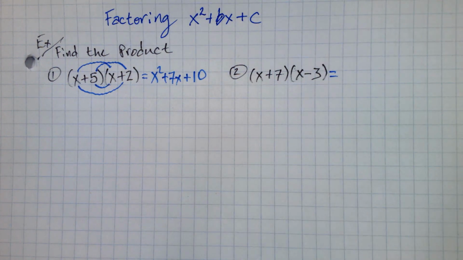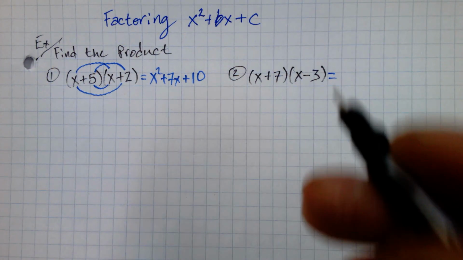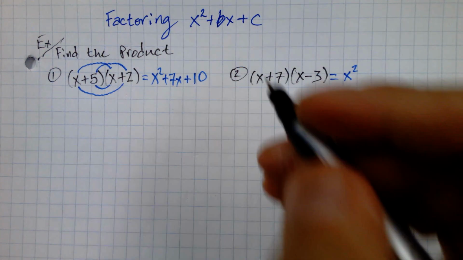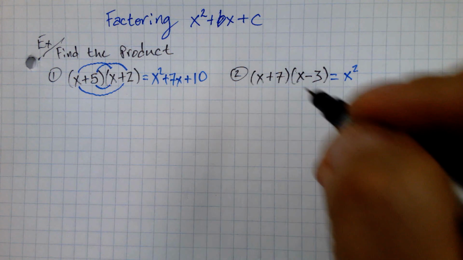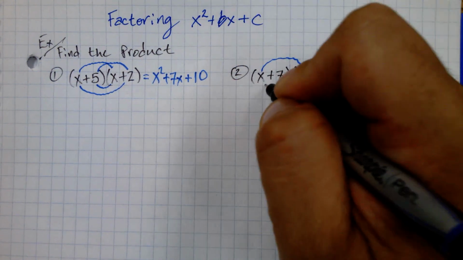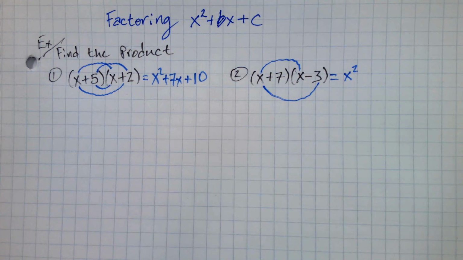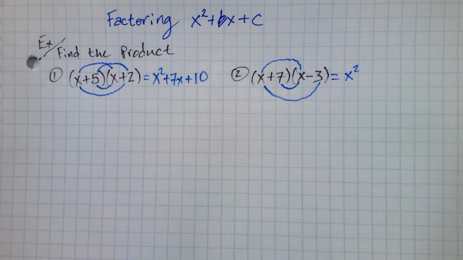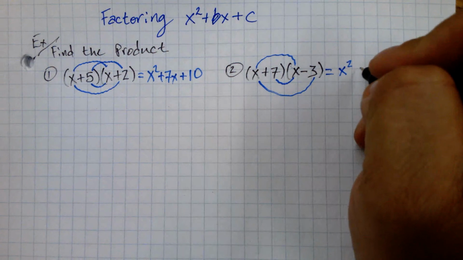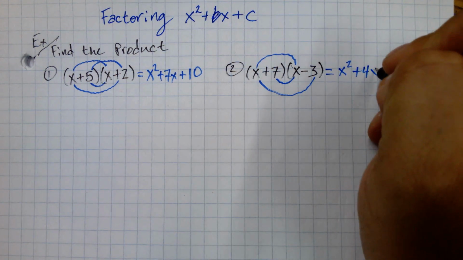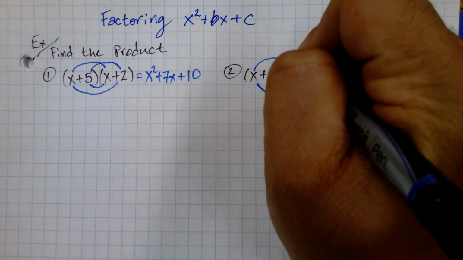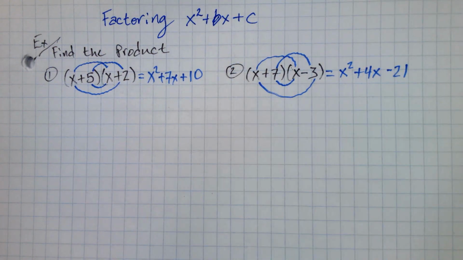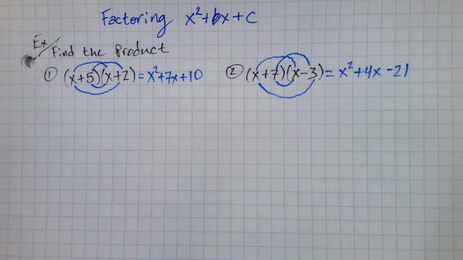Let's go ahead and multiply the other one. Same thing, let's do first. Guess I should show that. Outside is negative 3x, keep it in your head. Inside gives us 7x, so we have negative 3x and 7x, that makes 4x. And last but not least, 7 times negative 3 is negative 21. Okay.